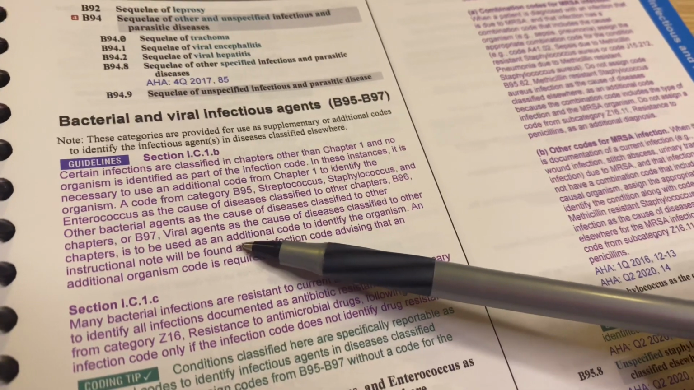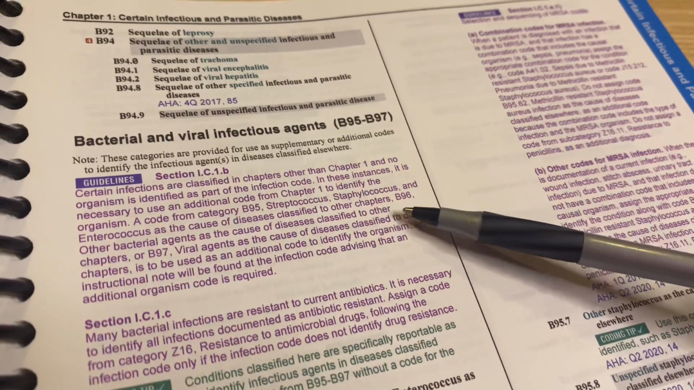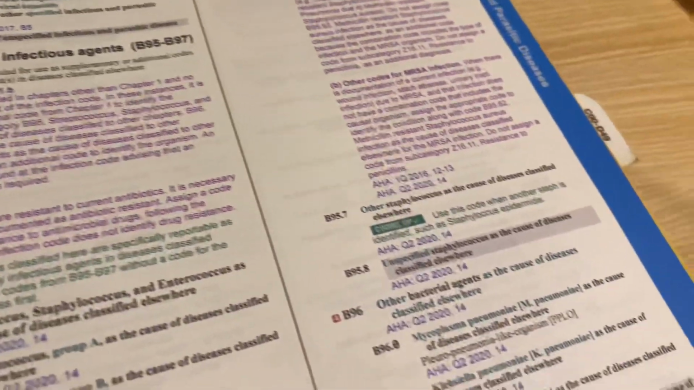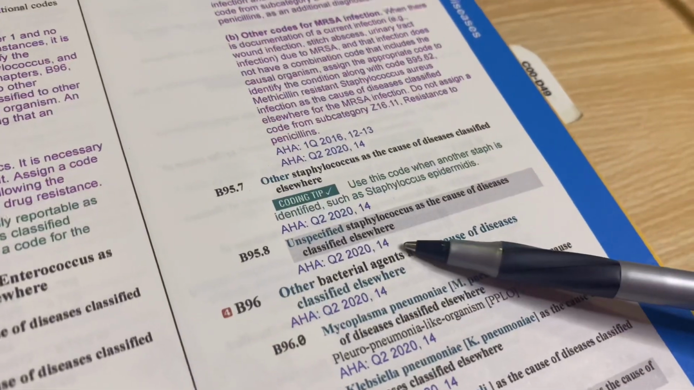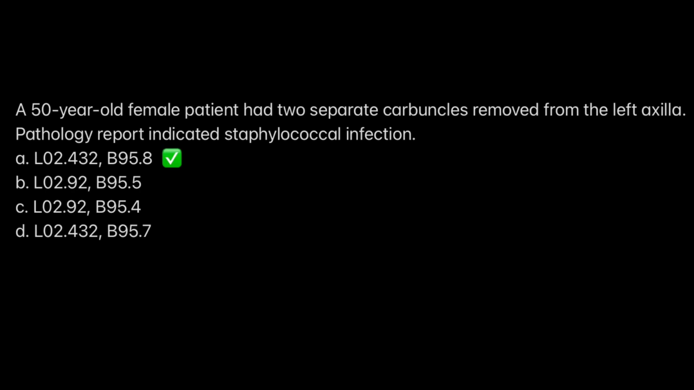These should be used as an additional code to identify the organism. So again, they're telling you to use these as additional codes. And here is our B95.8. So our correct answer for this question is going to be A.